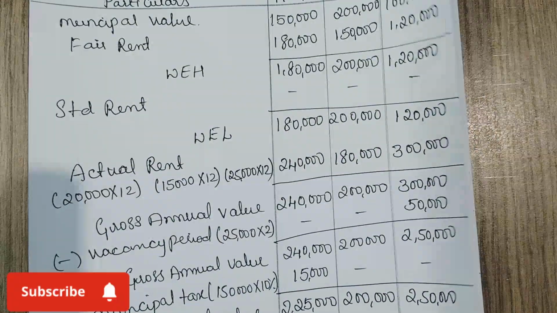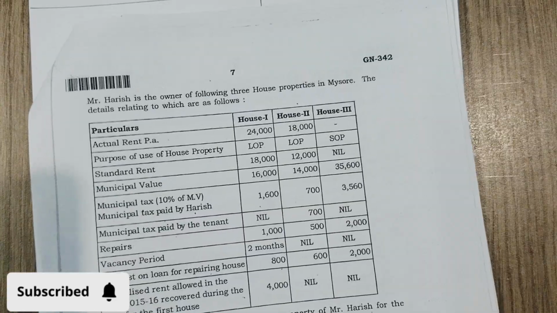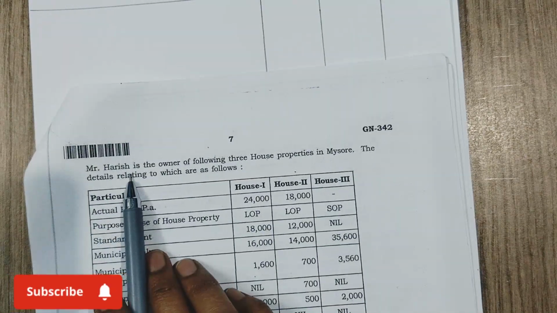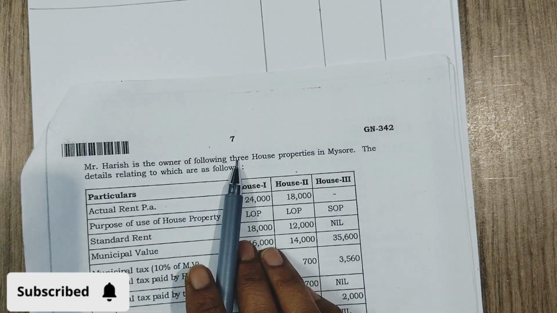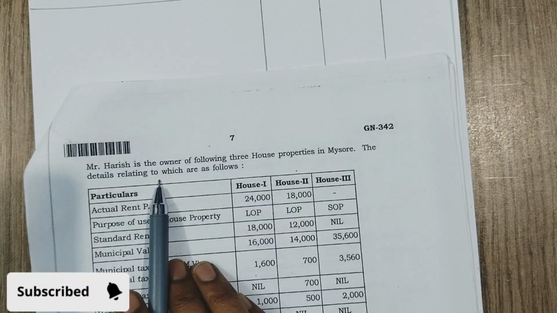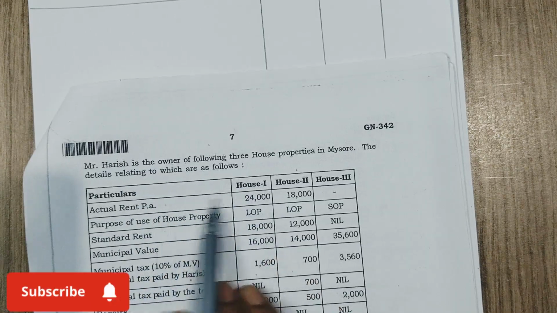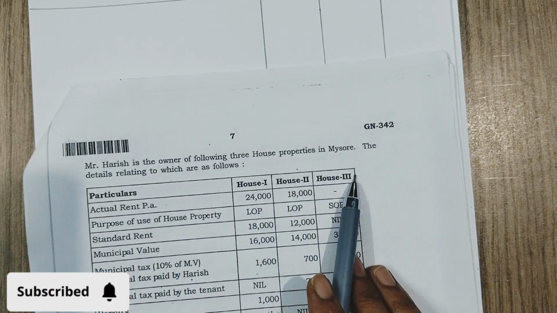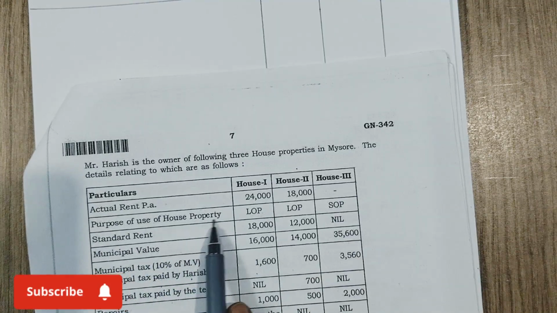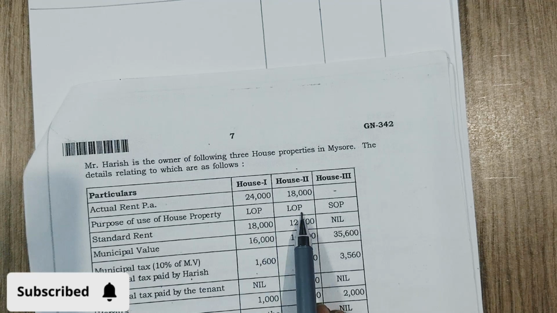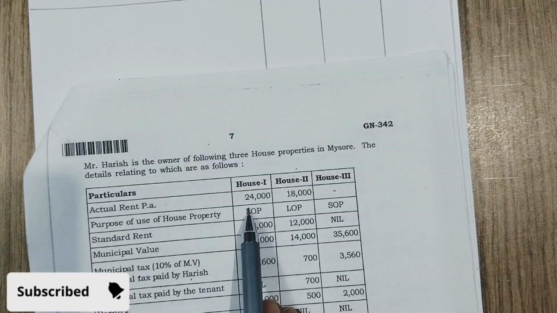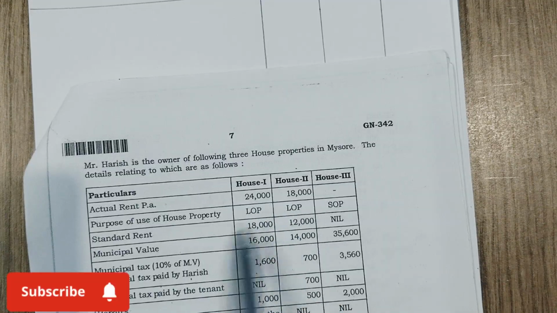Let us solve the next question. Question two in 2019. Mr. Arish is the owner of following three house properties in Mysore. The details relating to which are as follows. House 1, House 2, House 3. Actual rent, purpose of use of house property, let out, self-occupied. So you are not going to calculate on House 3. You are calculating only on House 1 and House 2.